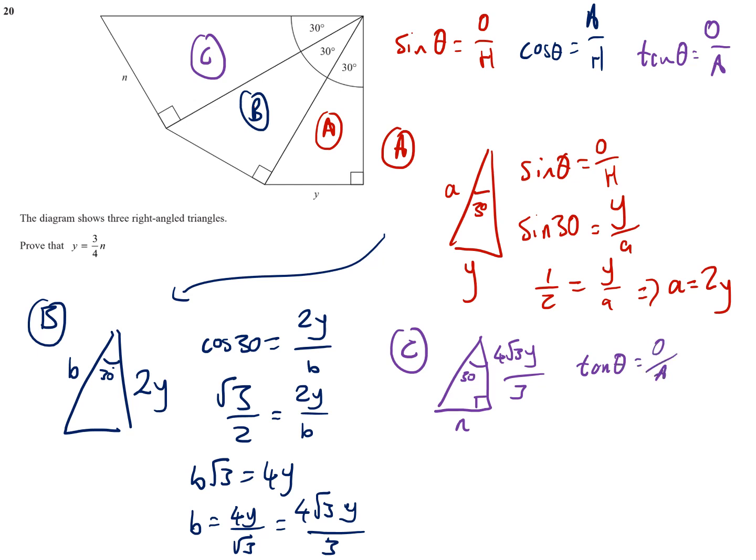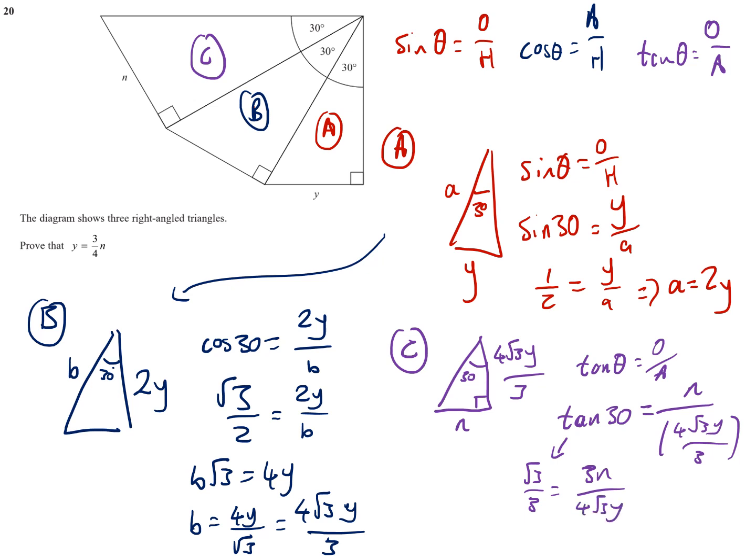So tan 30 is equal to, oh no, made a mess of that. The opposite side is n. The adjacent side was 4 root 3 y, all divided by 3. Okay. Our knowledge of exact trig values tells us that tan 30 is root 3 over 3, and that's equal to n. Well, actually, on the right-hand side, if I multiply top and bottom through by 3, I get 3n over 4 root 3 y.